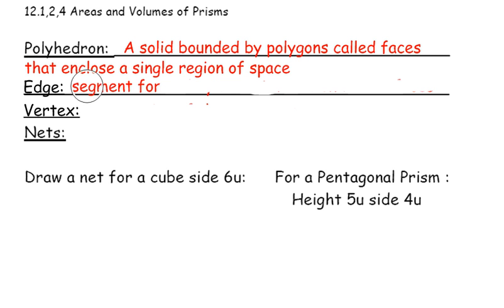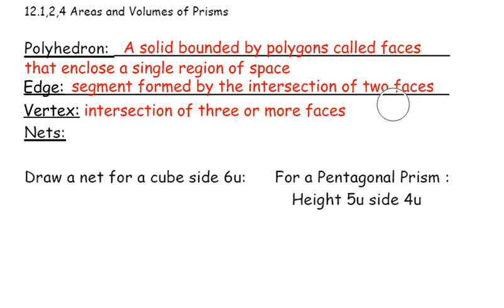Speaking of edges, an edge is a segment formed by the intersection of two faces. So, for example, where two faces of a box come together would be considered an edge. A vertex is an intersection of three or more faces. It is a point.